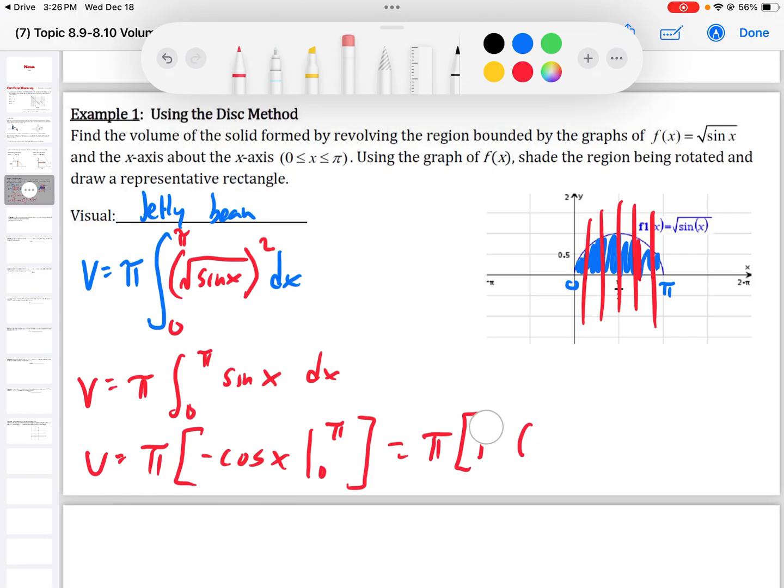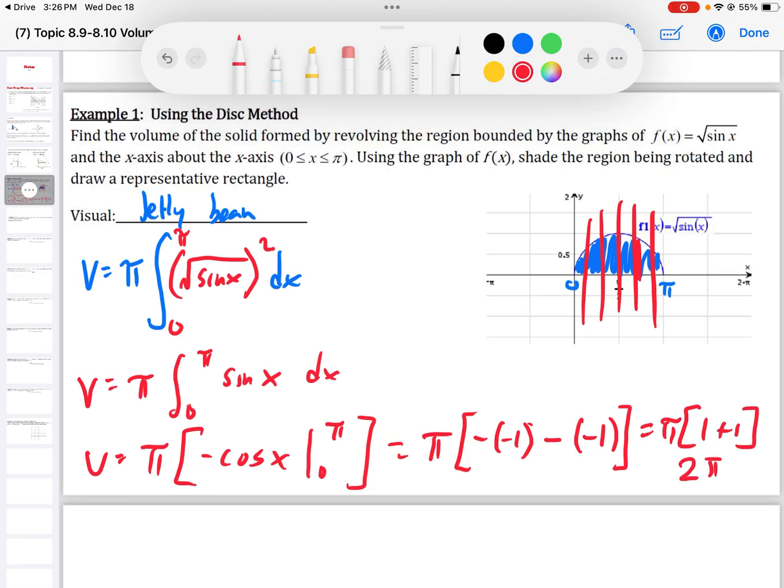Oh, all right, so it's negative cosine, right? So negative of whatever cosine of pi is, but cosine of pi is -1. I think I did that right. Minus whatever negative of cosine of 0 is. Cosine of 0 is +1. So this is pi times 1 plus 1. Okay, I think I got that right. So 2 pi is the volume of that shape.